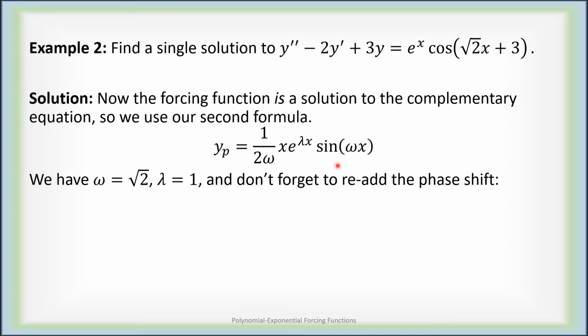Okay, this formula that we derived didn't have a phase shift plus phi. Honestly, it just made the equation longer and not quite fit on the page. But adding that phase shift in does not change anything about differentiation, so nothing really changes in finding particular solutions to differential equations. So substituting omega is root 2 and lambda equals 1, and re-adding that phase shift plus 3, here is our particular solution.